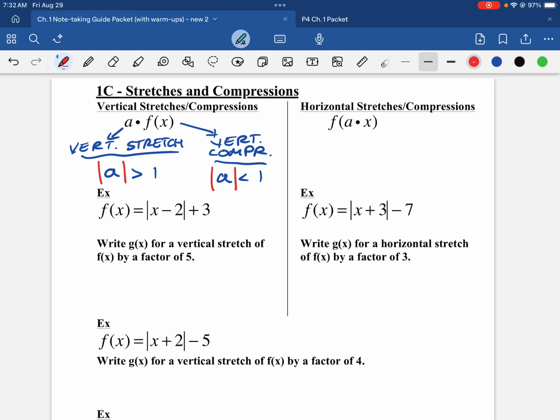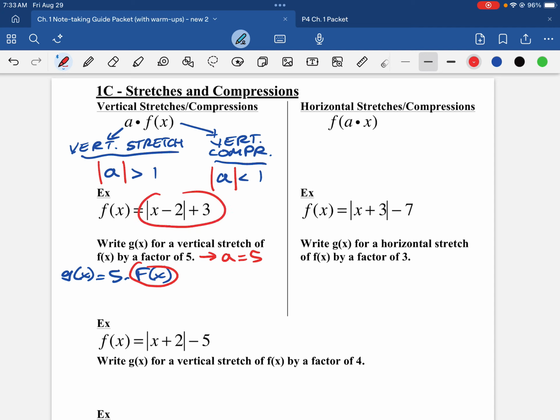So let's look at this example here then. It says f of x equals absolute value of x minus 2 plus 3. And we're going to write g of x for a vertical stretch of f of x by a factor of 5. So the factor of 5, that just means the a value here is going to be 5, okay? So if we look at the format up above, it says a times f of x. So g of x, we're going to take a times f of x. A here is 5, so 5 times f of x, okay? And then I need to substitute in the value of f of x right here.